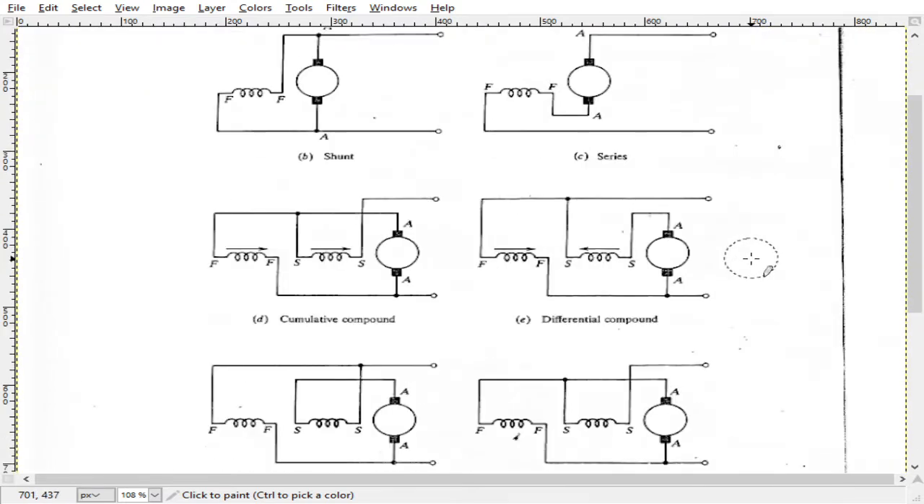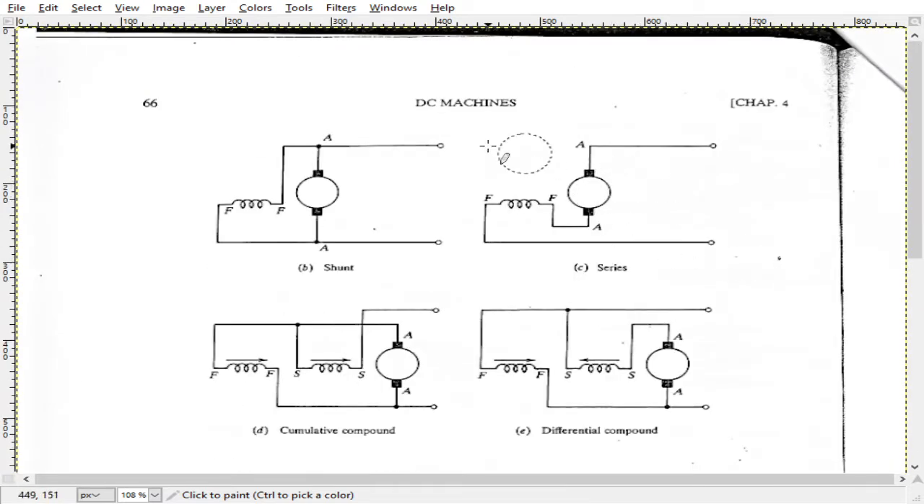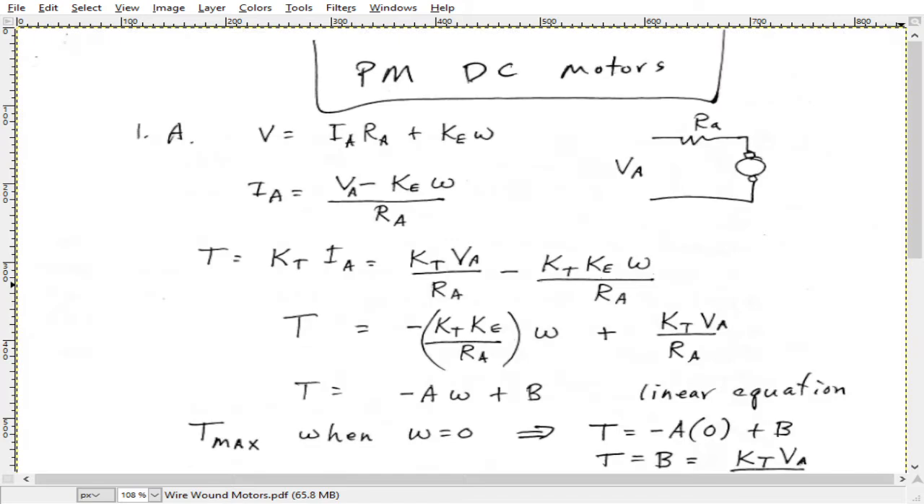So that's what we're talking about when we're talking about DC machines, and it could be motors or generators. All right, let's go to the next slide.